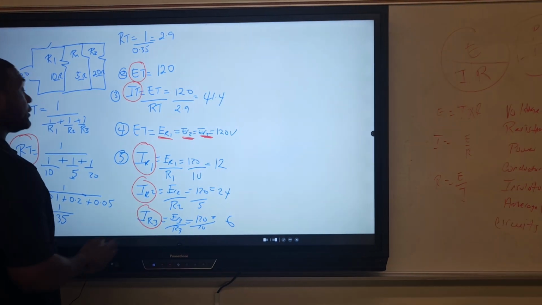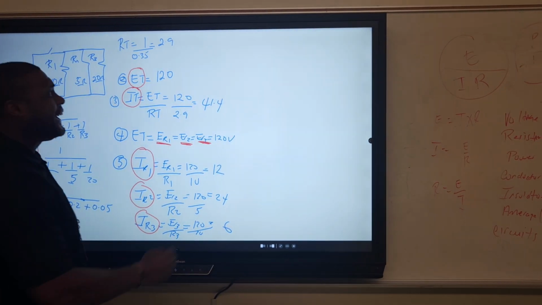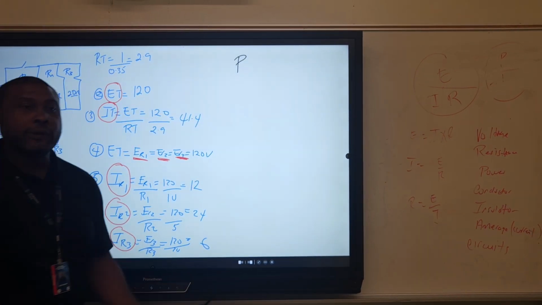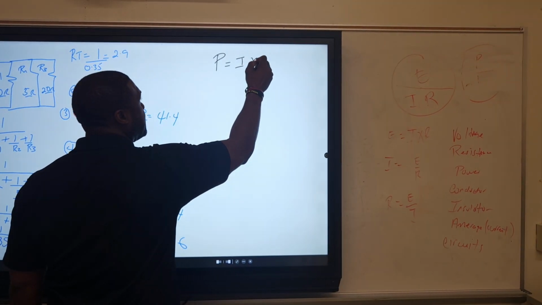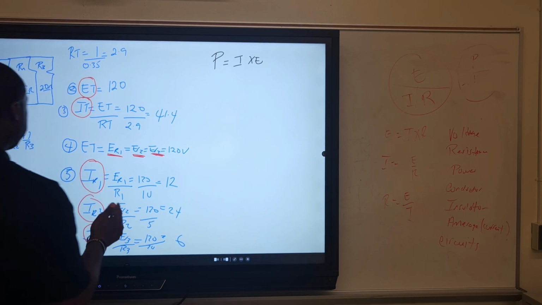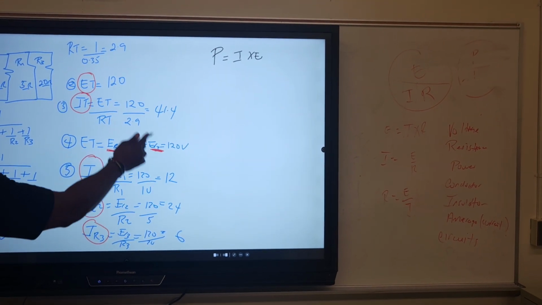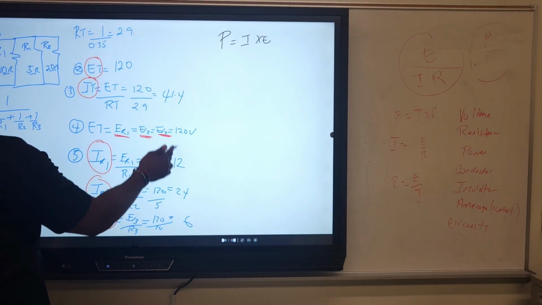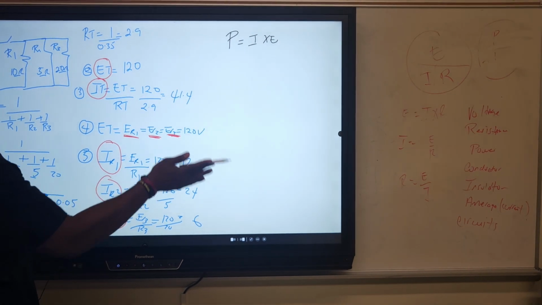Now, if I give you extra credit and say, do me a favor, find the power, right? You can use any formula to find the power. You can go P is equal to I times E. So I times E would be 12 multiplied by 120, because all the E's are 120, or 24 times 120, 6 times 120. That's what we use for the P.